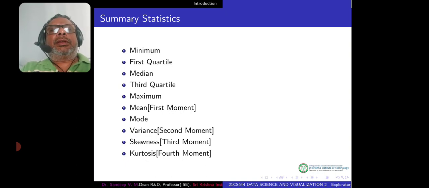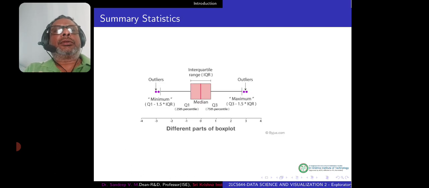Then we have variance, the second moment, which tells us how much the data is spread around the mean. Skewness is the third moment, kurtosis is the fourth moment, and so on.